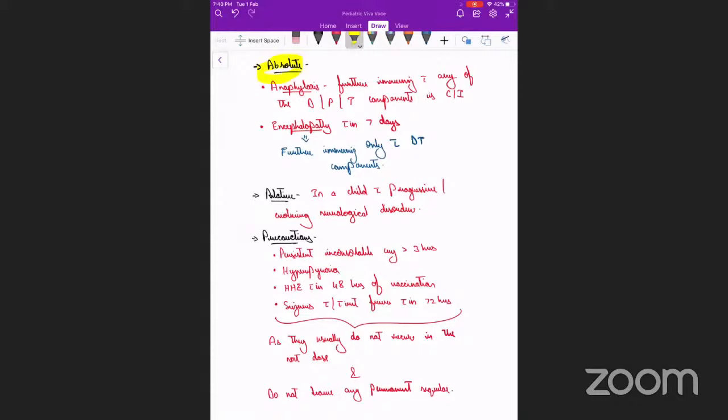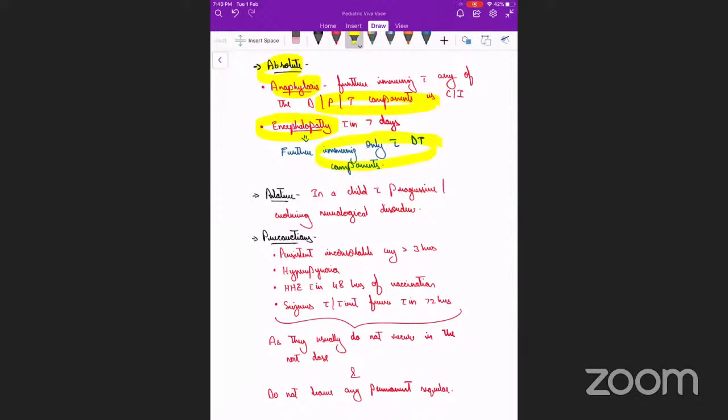So if there is anaphylaxis, then since we don't know to which component the anaphylaxis reaction has taken place, further immunization to any of these components is contraindicated. Next is encephalopathy occurring within 7 days after giving the DPT. In that case, further immunization can be given with DT components, because it is the pertussis component that causes encephalopathy.